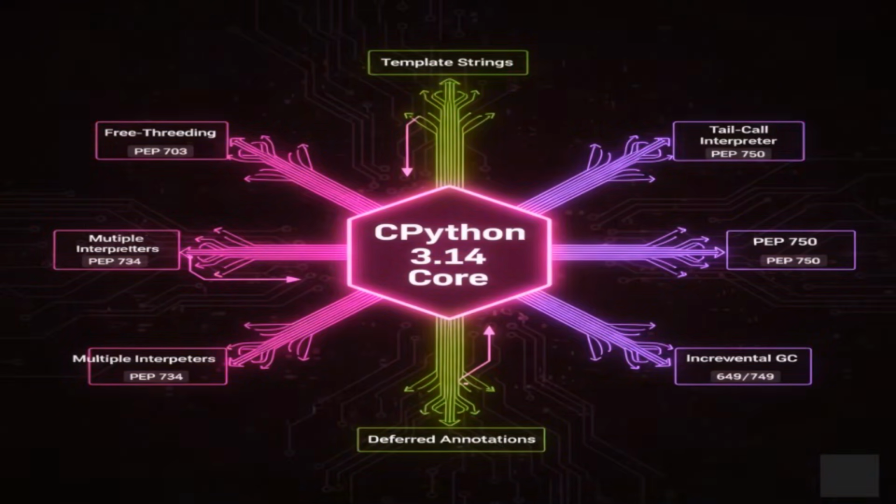But it's not just about concurrency. This release includes template strings that make SQL injection a thing of the past, a completely redesigned garbage collector that dramatically reduces lag spikes, and performance improvements that can make your code up to 30% faster in specific scenarios. Let's break down what all of this actually means for you.